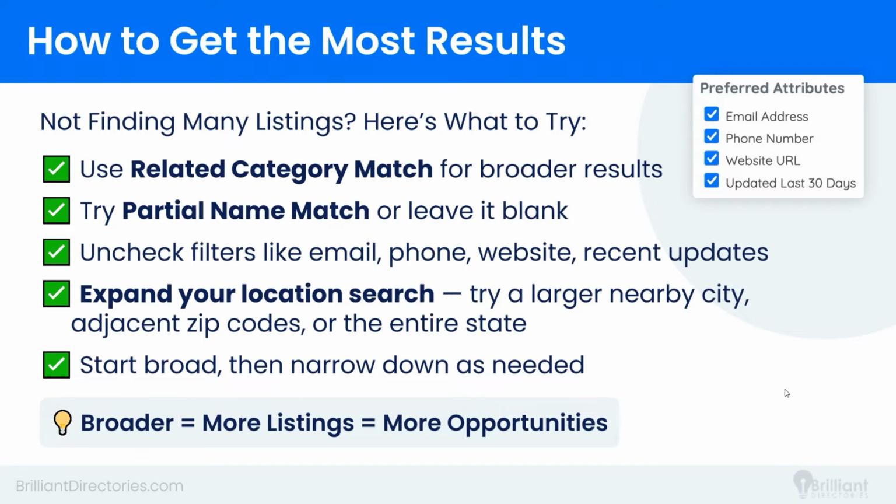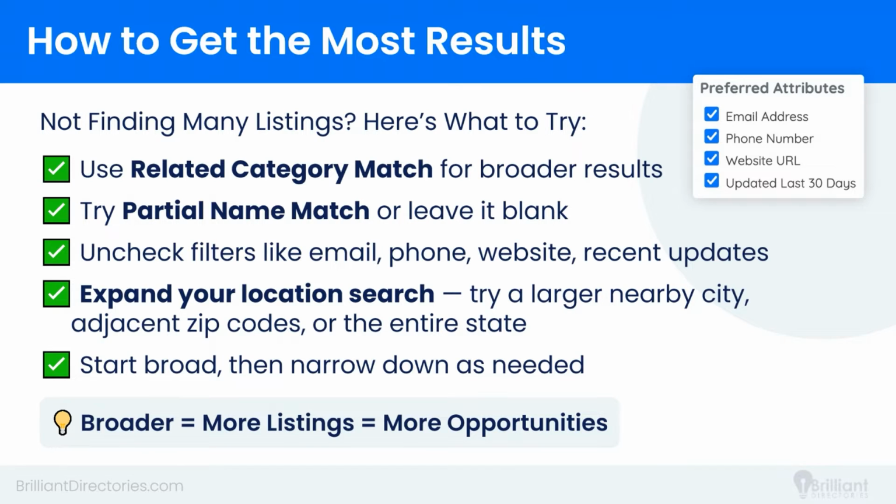The first thing you can do, there's basically two ways that you can search for businesses within the Instant Business Data tool. You can do it strictly by business category, or optionally, you can include a business name. So if you're only using the business category filter, you might want to consider enabling the related category match option.